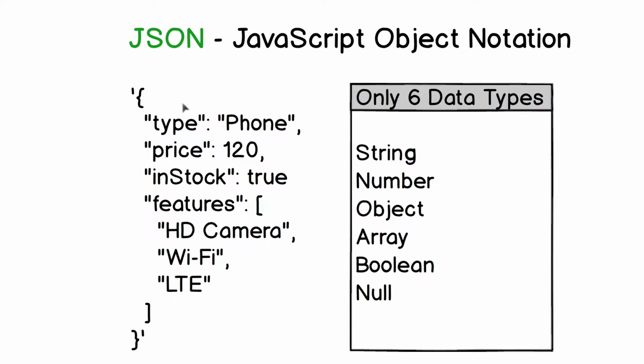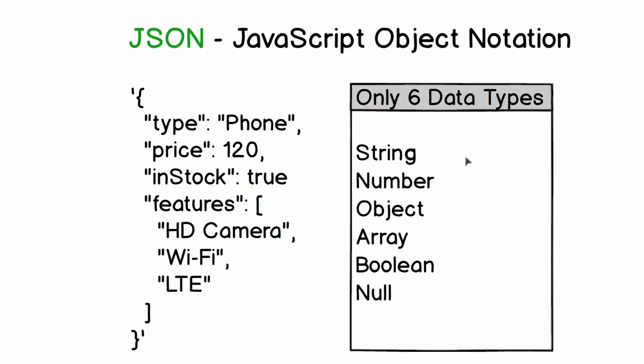Each key is surrounded by double quotes, and you cannot use single quotes here, because double quotes are required by the standard, and JSON parsers will throw an error if you use single quotes. Here on the first line you see the value phone. It is also surrounded by double quotes, which means this value is a string. On the next line, price 120, this value is a number. In stock true is a boolean, and features is an array of strings.